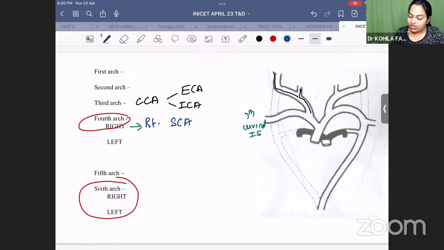Left side, what? It's going to give rise to a part of the arch of aorta. Very good. Okay. Part of the arch of aorta.